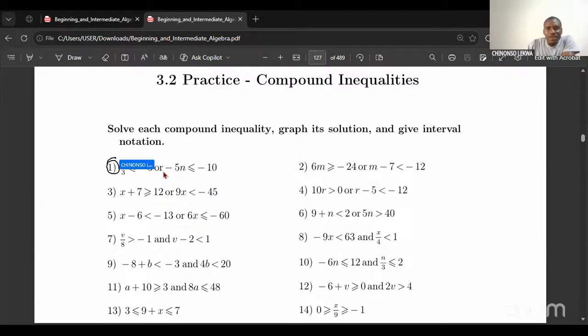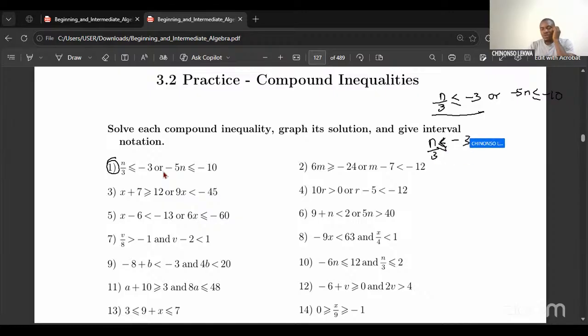So we're having n over 3 is less than or equal to -3, or -5n is less than or equal to -10. Okay. So what we want to do is solve, then plot the graph, and then get the interval notation to know where the range of solution lies. So the first thing, I want to work on this part: n/3 is less than or equal to -3.